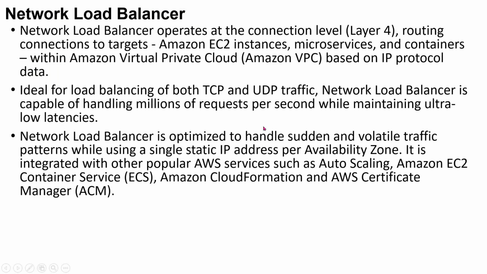So this is what AWS says. Definitely, this is faster than the application load balancer, but the features we discussed are not available here. It's optimized to handle sudden and volatile traffic patterns while using a single static IP address per availability zone. Fine, so this gives the best performance, but if you really want to use those features, they are not available here.